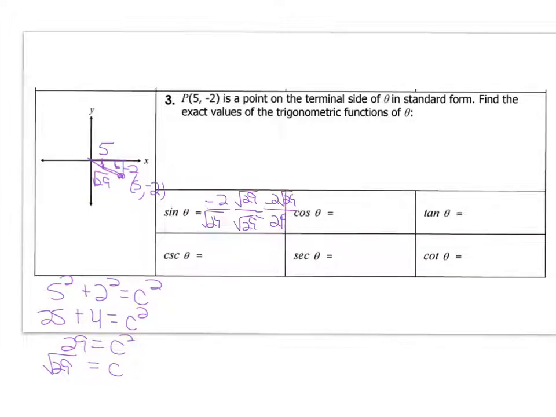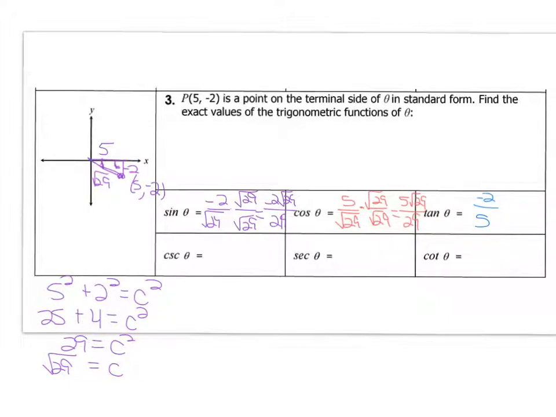All right, cosine is adjacent. The adjacent leg to that angle is 5. 5 over hypotenuse, square root of 29. We're going to rationalize. And we're going to get 5 root 29 over 29. Tangent of this angle is the opposite, -2, over the adjacent leg, which is 5, and we get -2/5, and we don't have to do anything with that, okay?